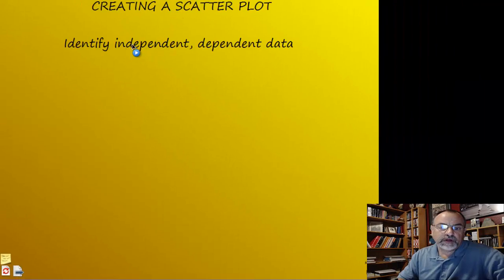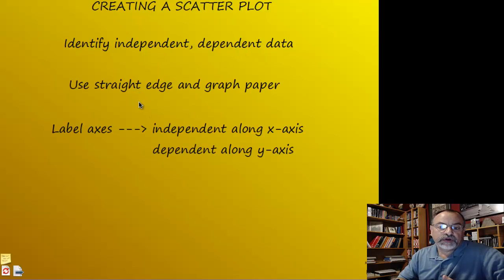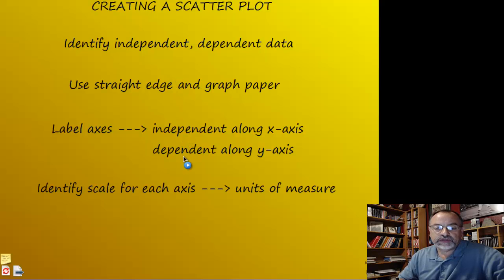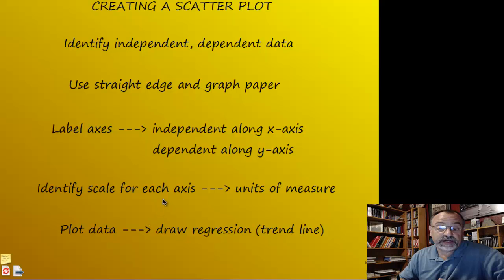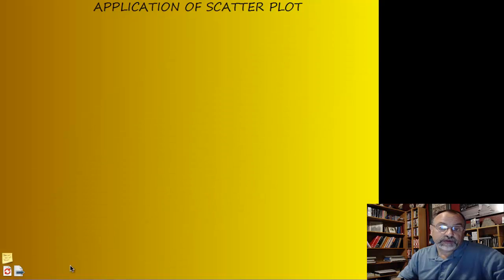So to create a scatter plot, what you're going to need to do is to identify what's going to be x and what's going to be y. Then you want to use a straight edge on your graph paper, and you want to draw a straight line and label each axis, one along the x, which is horizontal, one along the y, which is vertical. The y is always your dependent, that will be the vertical, and the horizontal will be your independent. It's very important that you identify a scale for each axis, because it's not necessarily true that the data has been measured with the same units, so you'll need to identify that on each of your axes. Then you want to go ahead and plot the data, and then you'll draw that regression line, and then we'll teach how to calculate that with a calculator.